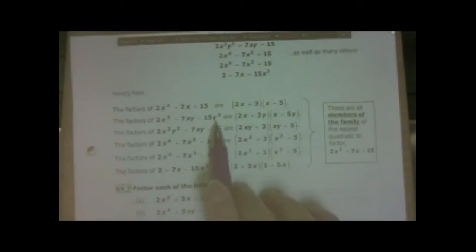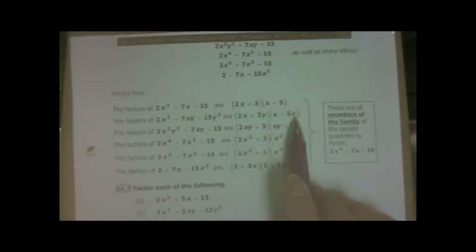This example has a y squared with the lasts and a y in the middle. So what we're going to do is put a y with the lasts. And you'll notice when we figure out the inners and the outers, we will have a y with them, just like our middle term has a y.